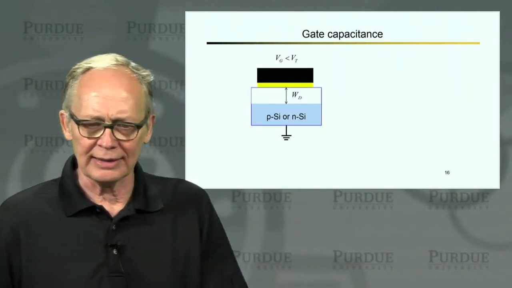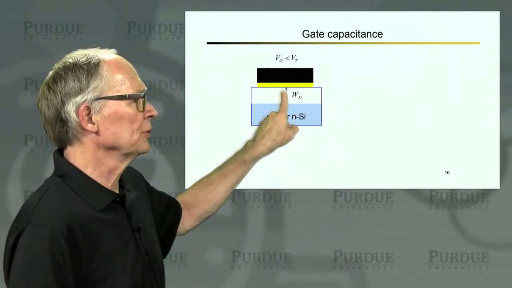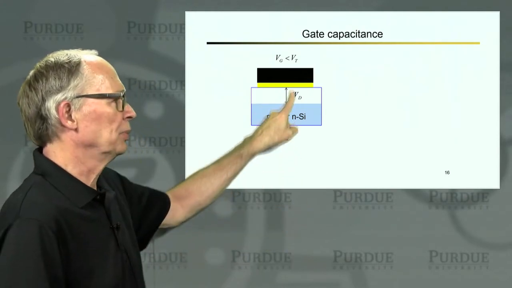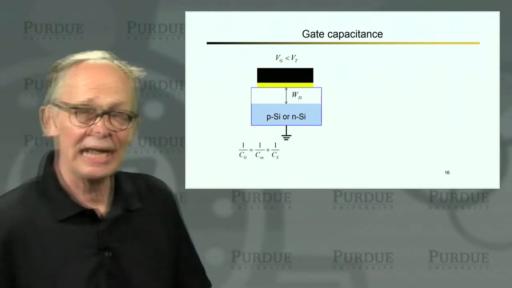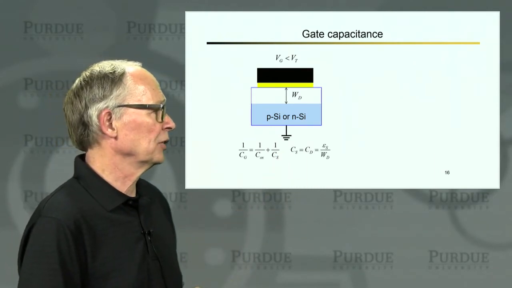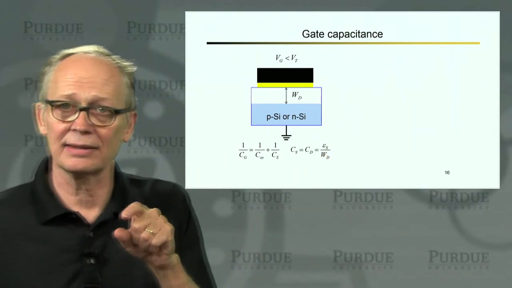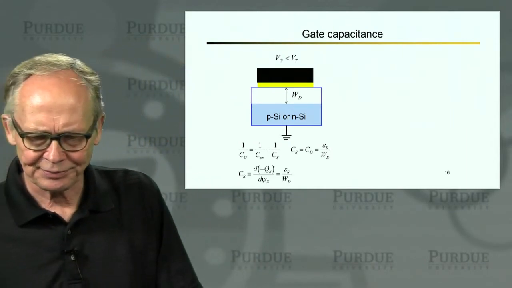Okay, so I want to look at this gate capacitance a little bit more. Below threshold, we have an oxide capacitance, we have a depletion layer, and we have a semiconductor capacitance. We have a series combination of the two. The semiconductor capacitance is the depletion capacitance. It's just the dielectric constant of the semiconductor divided by the thickness of the depletion layer.